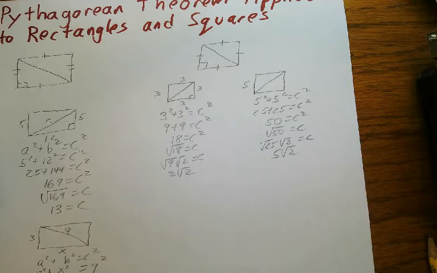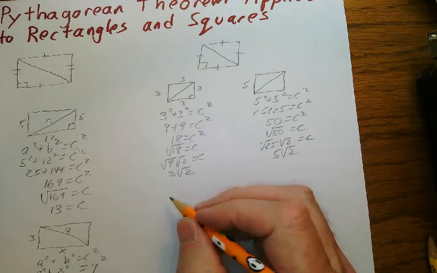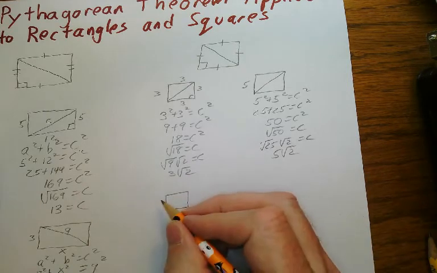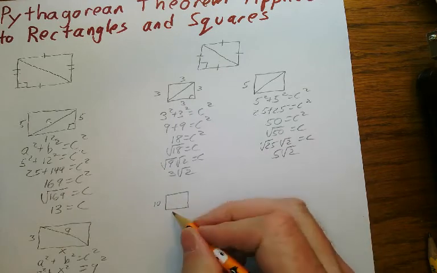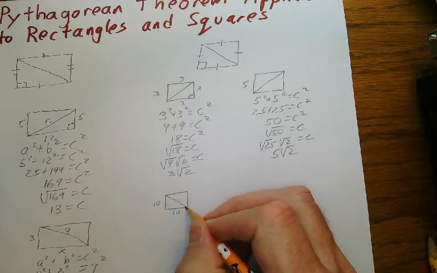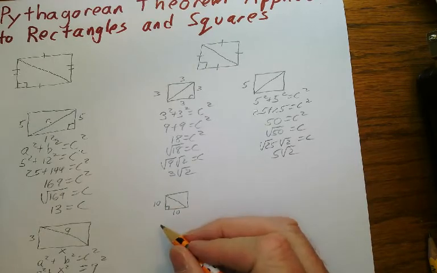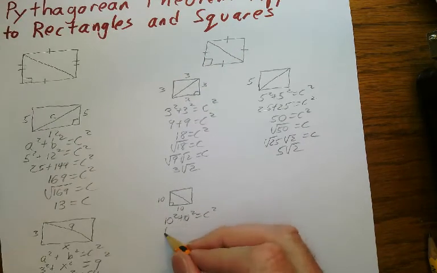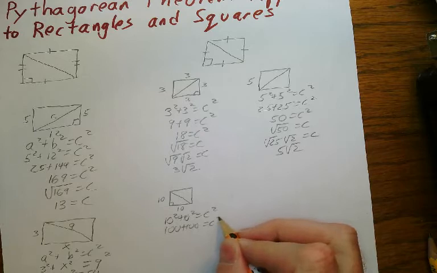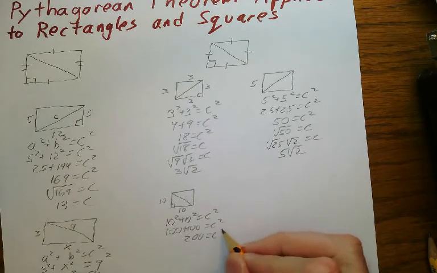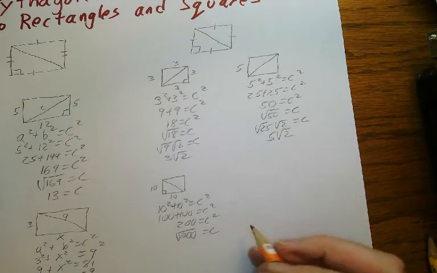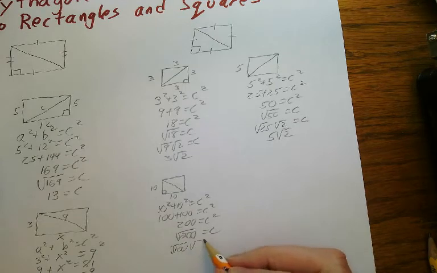All right, let's do one more and see if you can spot the pattern. Let's do a square whose sides are 10 and 10. Let's find the diagonal. Remember, squares have right angles, so we get right triangles. 10 squared plus 10 squared is c squared. 100 plus 100 is c squared. 200 is c squared. Square root of 200 is c. Well, that's going to be 100 times 2 when we break it down, and we get 10 square root of 2.